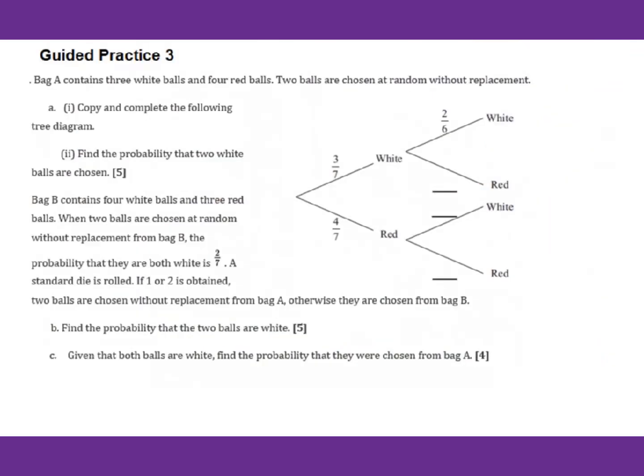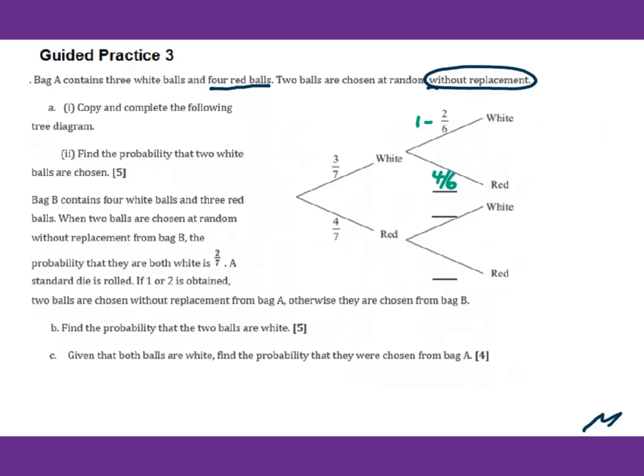Let's go to guided practice 3. Bag A contains 3 white balls and 4 red balls. 2 balls are chosen at random without replacement. Copy and complete the following tree diagram. We use 1 minus 2/6. You will get 4/6.